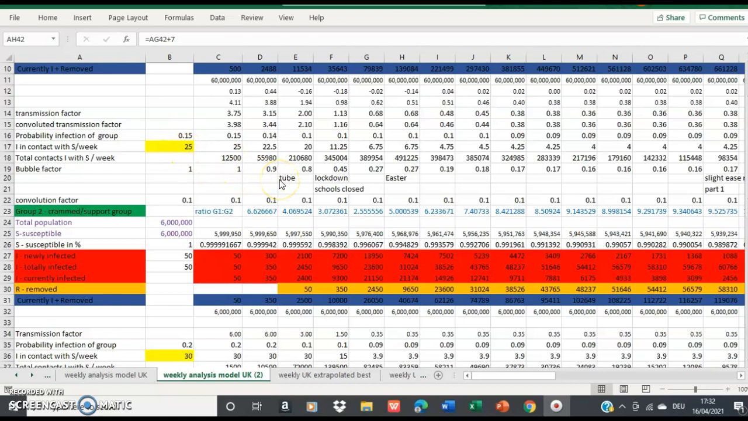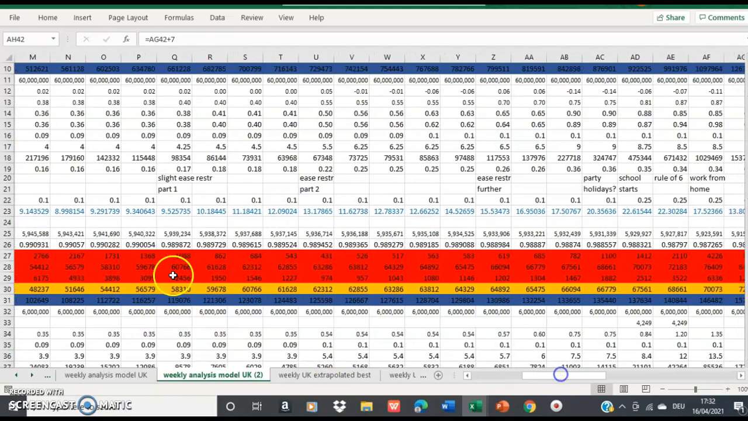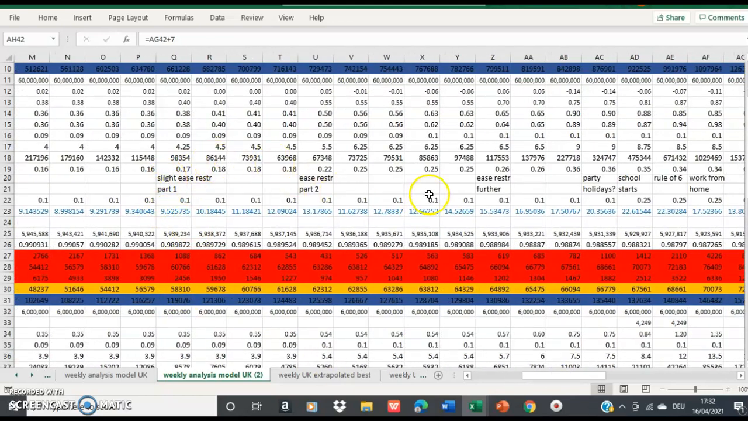Okay, this is one thing. The other things that I put into my model is measures from the government, as you can see. For example, here in this week, the tube were closed, then there was the lockdown, the schools were closed, then there were Easter, then there were slight ease of restriction, etc., etc.